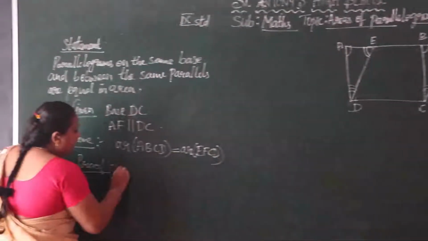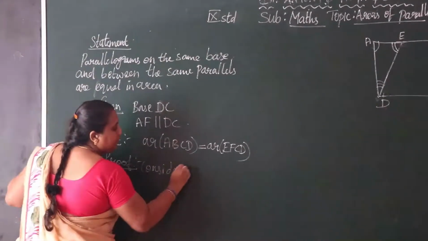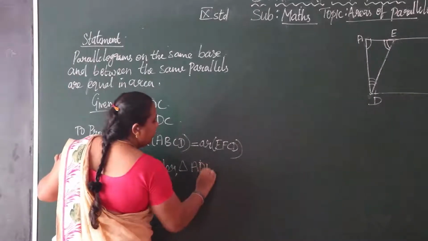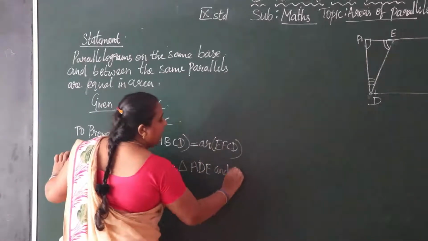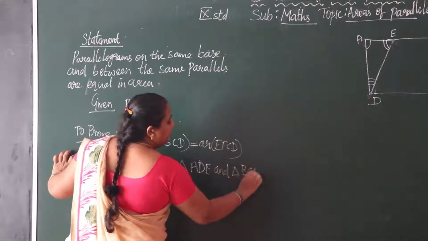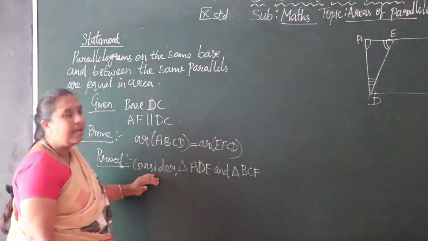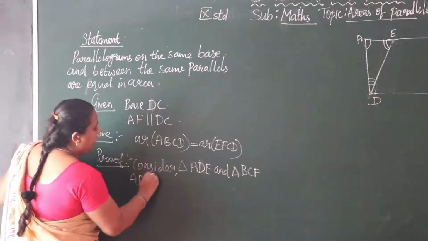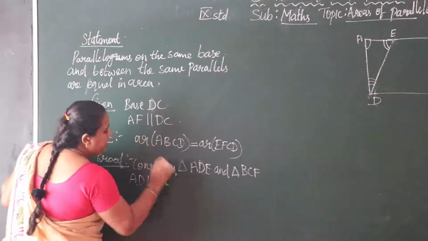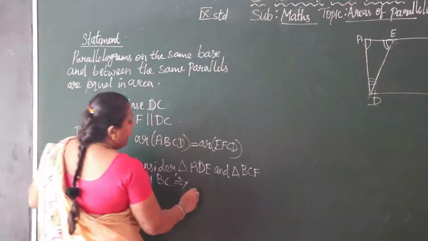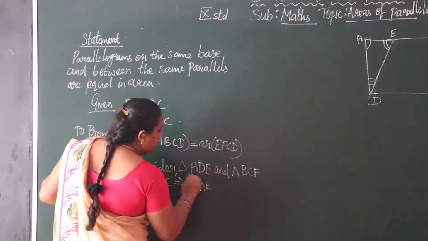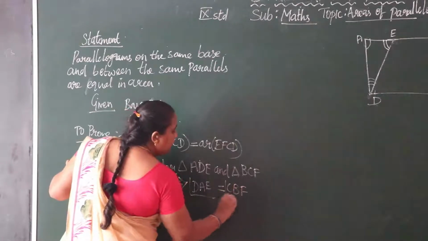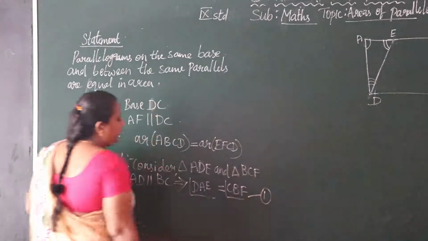Let us see how to prove it here. So consider triangle ADE and triangle BCF. Here we have to say AD is parallel to BC, which means angle DAE equals angle CBF by corresponding angles.